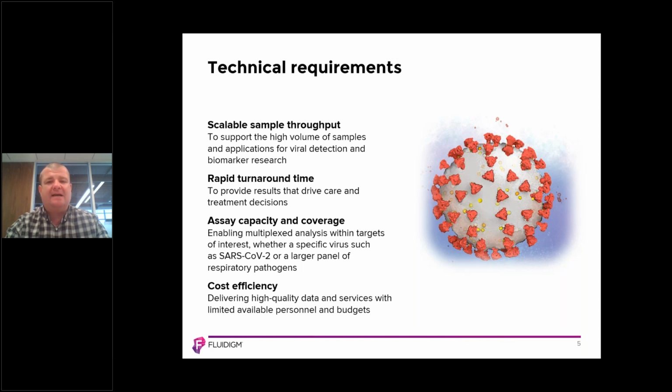So in the community, as it stands today for COVID-19, there has to be scalable sample throughput, rapid turnaround time, assay capacity and coverage, and cost efficiency. What we're going to introduce to you today is an application that meets all of those objectives. Fluidigm microfluidics enables you to meet all of the technical requirements that exist in the pathogen and viral screening market today. So let's talk a little bit more about that.